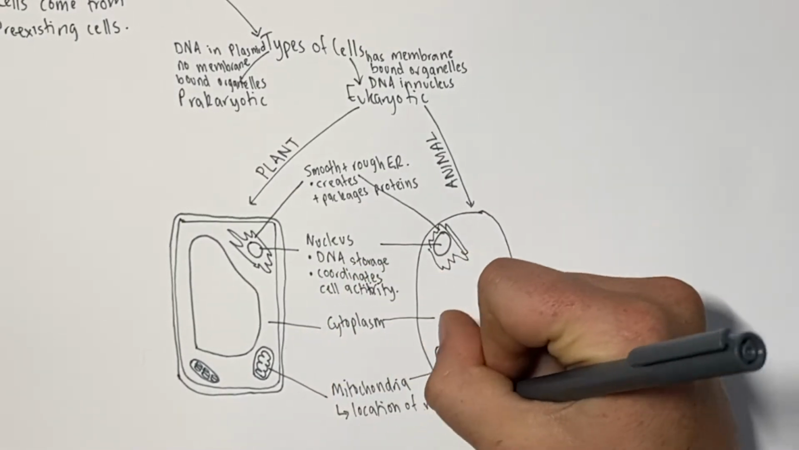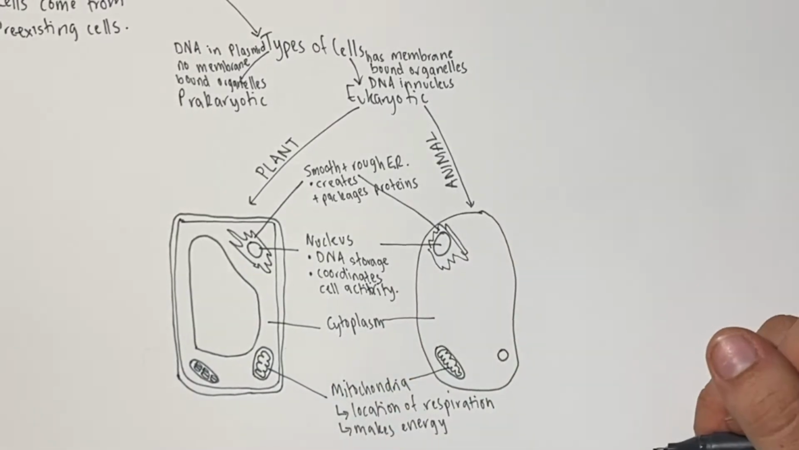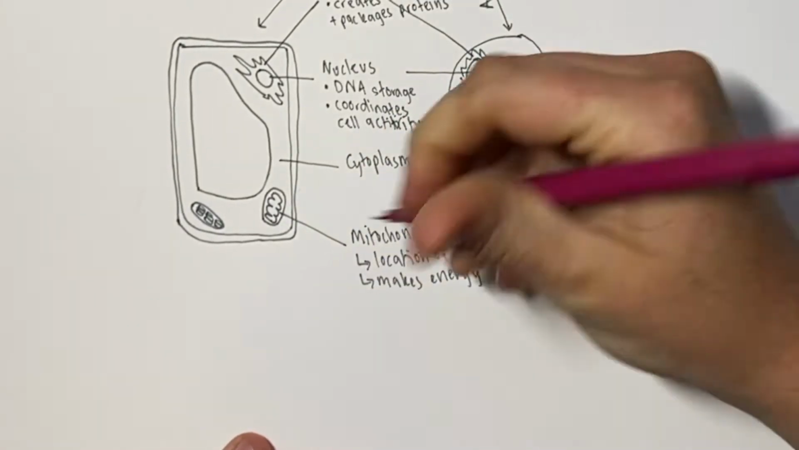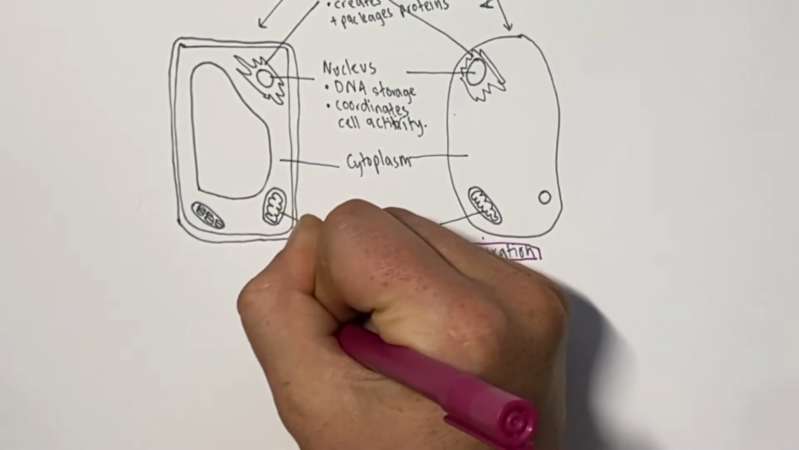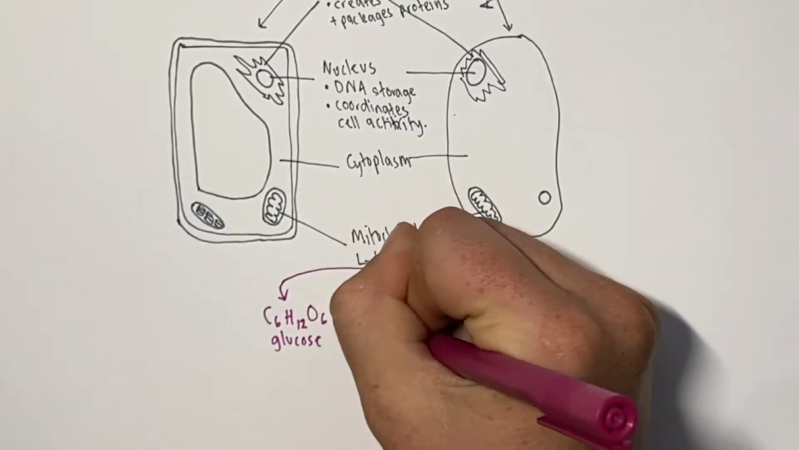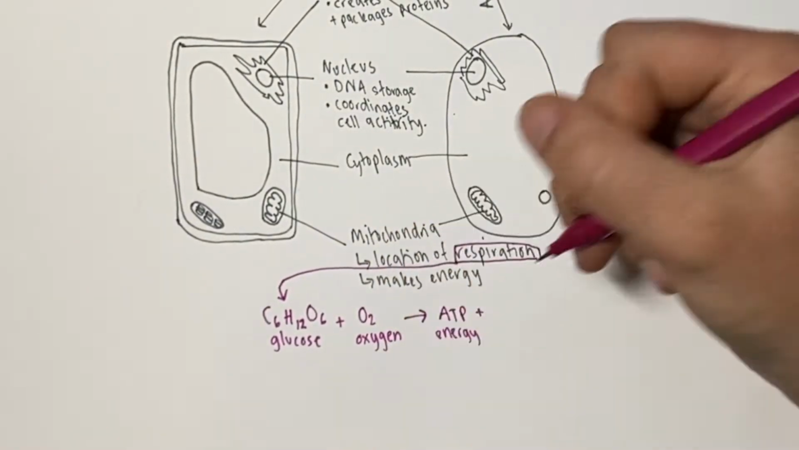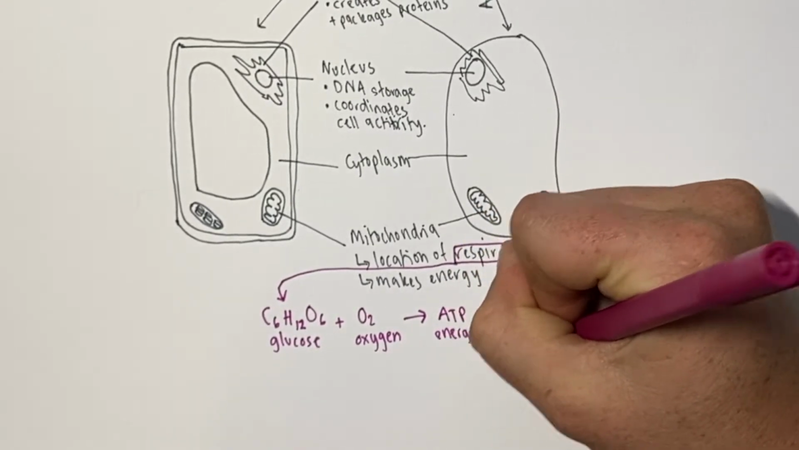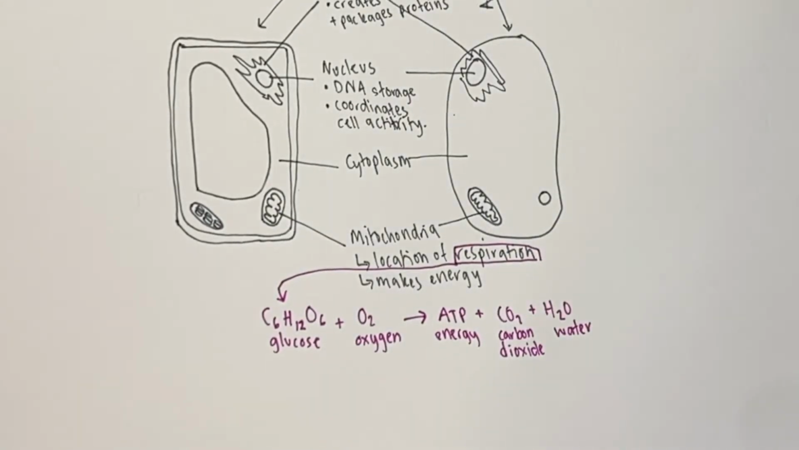And then we've got mitochondria. Remember, mitochondria are the location of respiration, and that's how the cell produces energy. So let's look at cellular respiration in a little bit more detail. Recall that the equation for cellular respiration is glucose plus oxygen gives ATP, carbon dioxide, and H2O. It's helpful to know both the written word equation and the chemical equation. Respiration produces ATP, which is the type of energy that then can be used by the cell for other purposes.